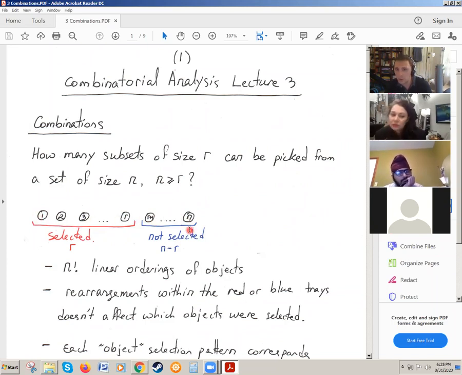This represents one document. There are going to be a total of R factorial times N minus R factorial documents that represent the same individuals being selected, right? Because they stay on the red tray, which means I can rearrange them. Once they are on the red tray, they are indistinguishable. They're all selected. I can erase 1, 2, 3, R, and say selected, selected, selected, and here not selected, not selected. You understand?